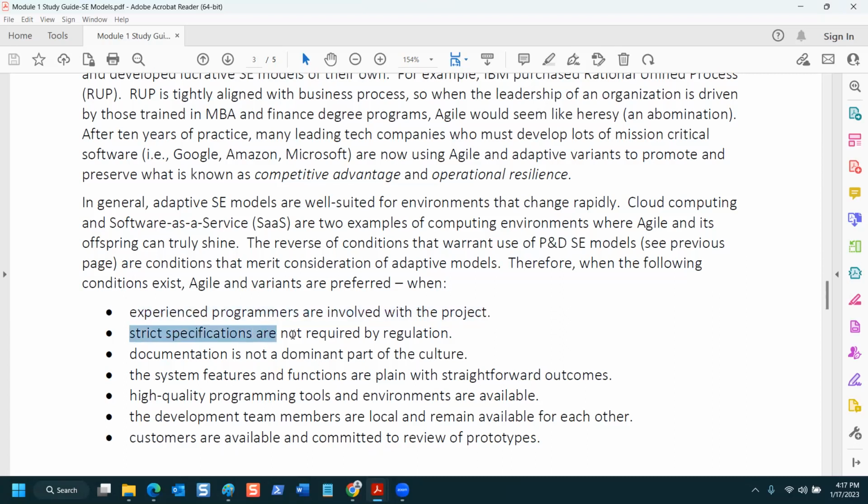So strict specifications are not required by regulation. Documentation is not a dominant part of the culture. The system features and functions are plain with straightforward outcomes. That's a biggie. If you have an integrated solution where it's like, okay, we're going to keep this simple. What am I thinking of? This is a PayMe app that makes it real easy to put cash in someone's hand, and its parent company is PayPal. What am I thinking of?